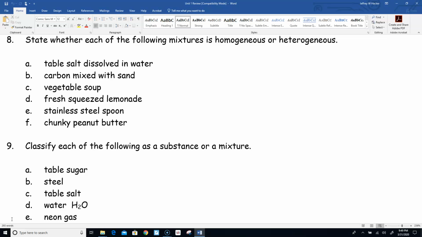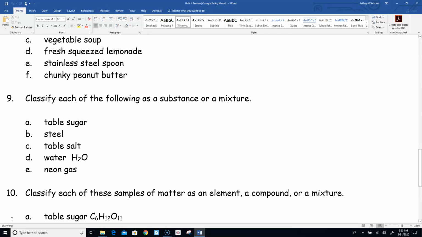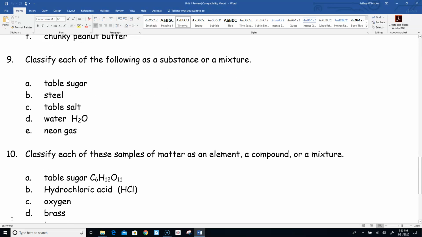Fresh squeezed lemonade, I would also say hetero, and the reason why, the key is the fresh squeezed. So it's probably going to have pulp in there. You're going to be able to see the pulp and see the liquid. Probably see different parts, hetero. Stainless steel spoon, homogeneous, looks silver, right? Chunky peanut butter, hetero. You can see the peanut butter part, the nuts and stuff in there. Definitely hetero.